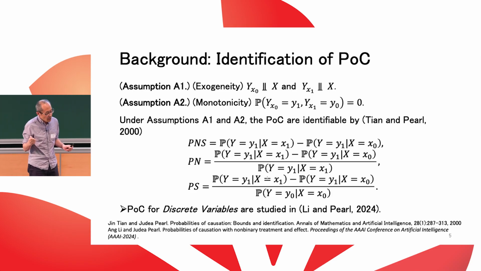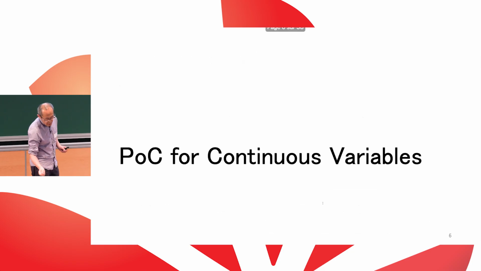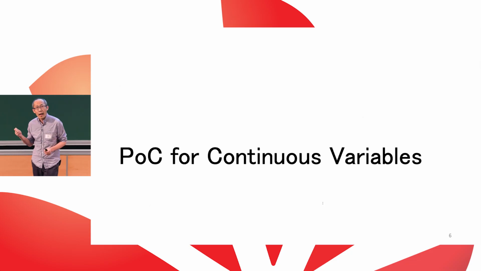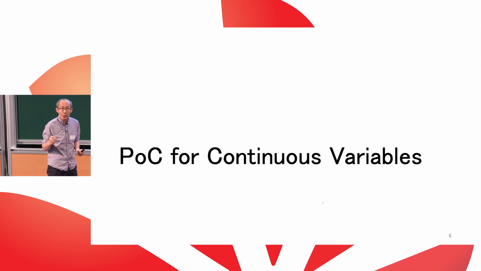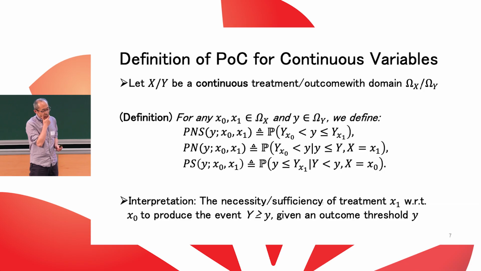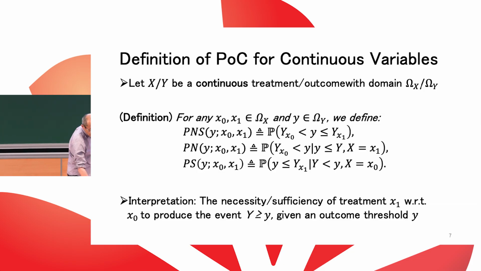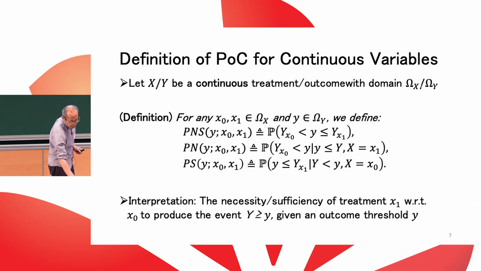Recently, this concept has been extended to discrete variables, in a very recent paper by Li and Pearl. Here in this talk, I'm going to extend this concept to continuous variables. Now we assume that both treatment and outcome x, y are continuous variables with certain domains. Here is our proposed new definition of the three probabilities of causation for continuous variable y.